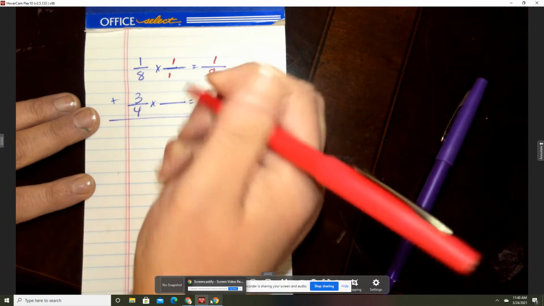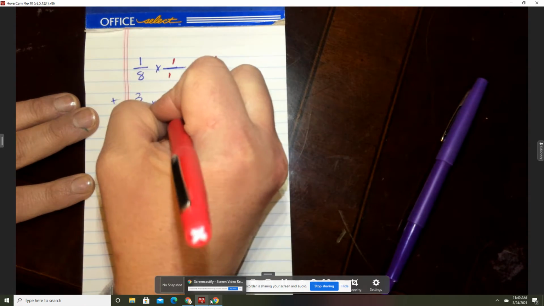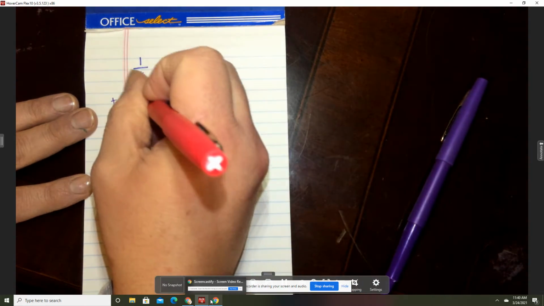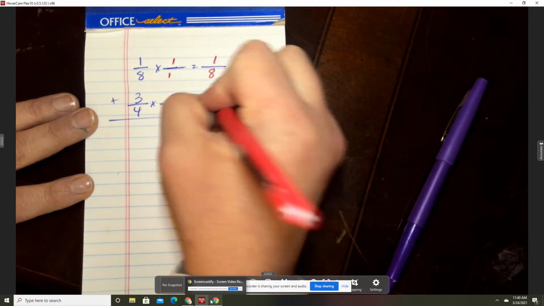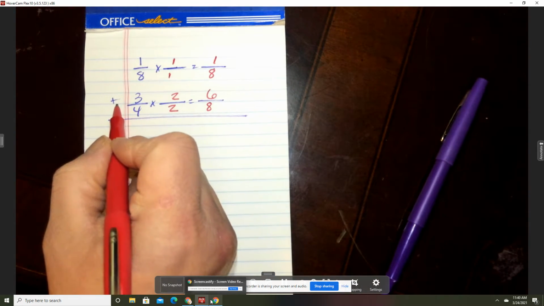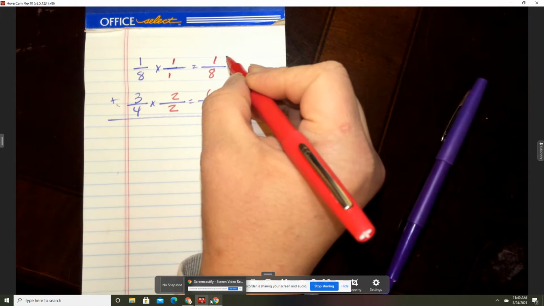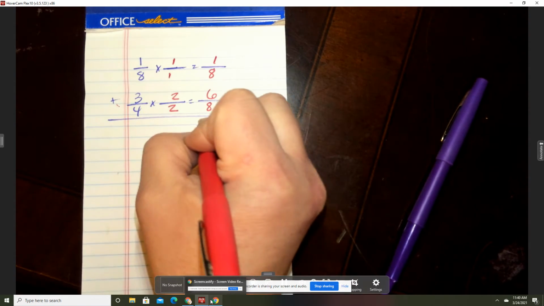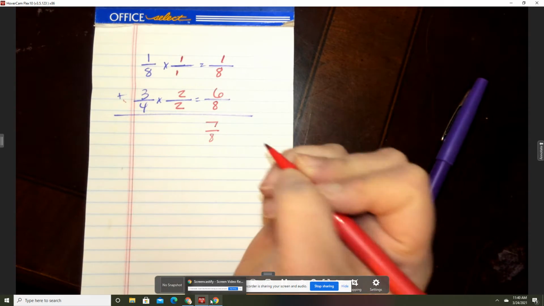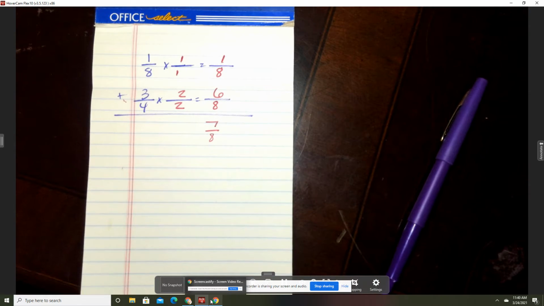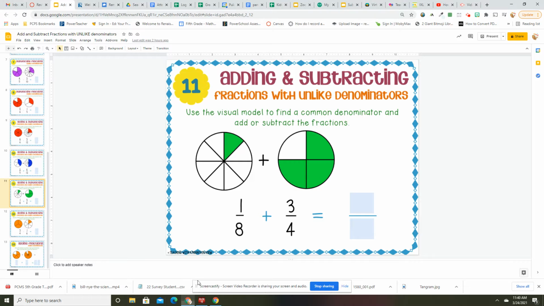So this fraction is equal to this fraction. 4 goes into 8 two times. What I do to the bottom, I do to the top. 3 times 2 is 6. So now I just add. All I have to do now is add 1 and 6, which is going to be 7/8. That number is small enough. I do not have to reduce it. So just come back in here and write 7/8.